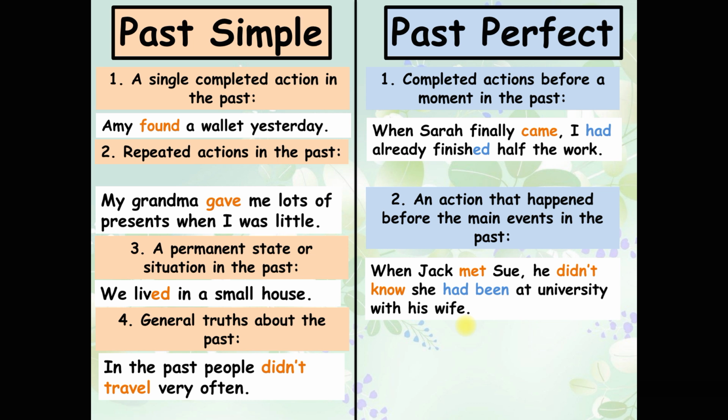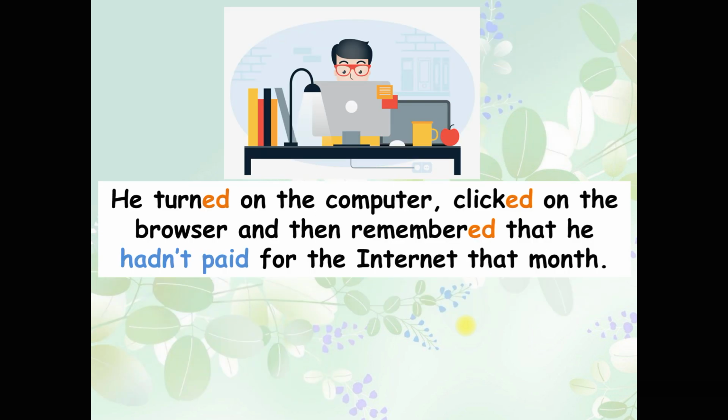Past perfect can really be a bit confusing, so I suggest we look at some more examples now. Look at this situation. He turned on the computer, clicked on the browser, and then remembered that he hadn't paid for the internet that month. You can see the three verbs here, turned, clicked, and remembered, are in the past simple, and one verb form, hadn't paid, is in the past perfect. I suggest having a look at the timeline. This is a line that will symbolize the time in the past.